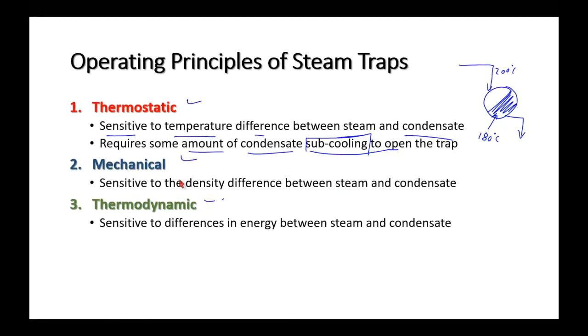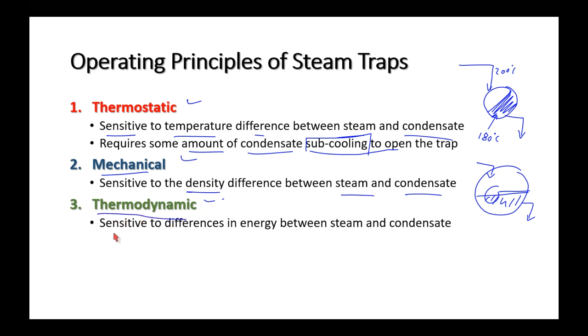And then compare it to a mechanical trap. A mechanical trap doesn't care one bit about subcooling. All it is sensitive to is the density difference between steam and condensate. So in this case, what I have is usually some kind of float mechanism, and as condensate builds up, it discharges. And if condensate is building up very rapidly on a constant basis, then it will continuously discharge condensate. It doesn't care about subcooling.